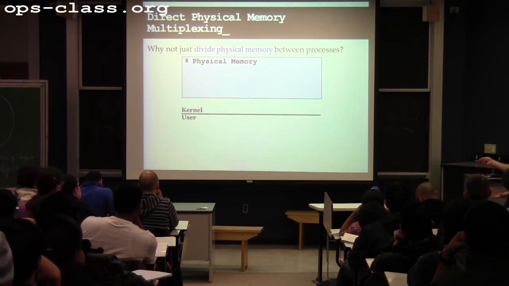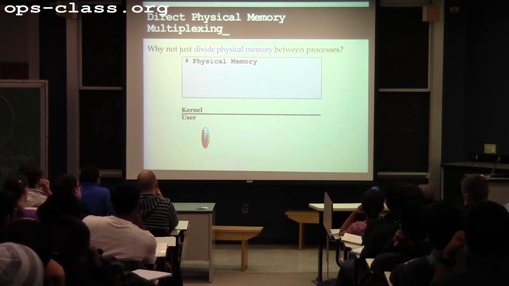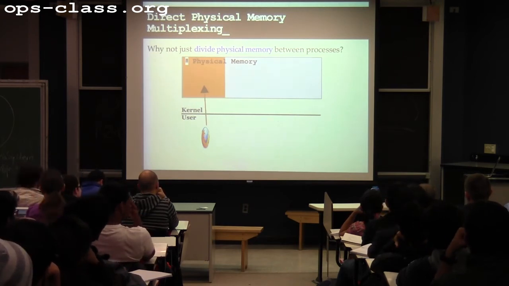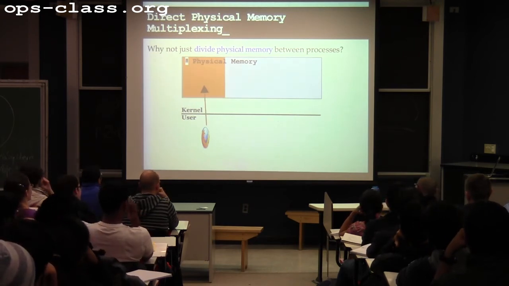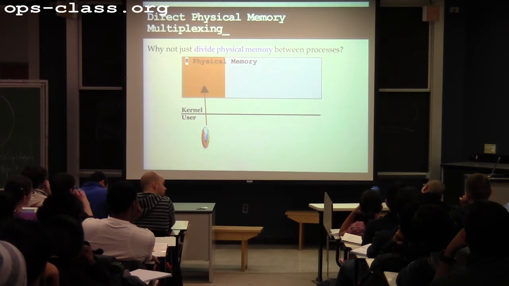So, why not just divide up physical memory directly? I've got a big chunk of RAM, and imagine that Firefox starts to run. This is a very skinny version of Firefox, Firefox Lite. And unfortunately, Firefox Lite still needs a bunch of memory. It's not that light. And it starts running, so I just give it some of my physical memory. This is my RAM chip, and you can just think of handing over a portion of it.